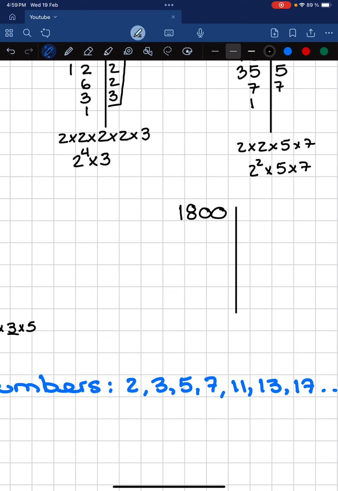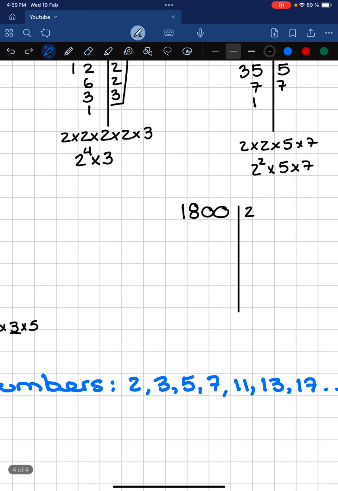1,800 is divisible by 2 because if the number ends in 0, that means it's an even number. Let's use the division process. How many times does 2 fit in 1? It doesn't fit, so 2 in 18. 2 in 18 fits 9 times, and no remainder because it's exact. 2 in 0 fits 0, 2 in 0, 0. We already divided, super easy.